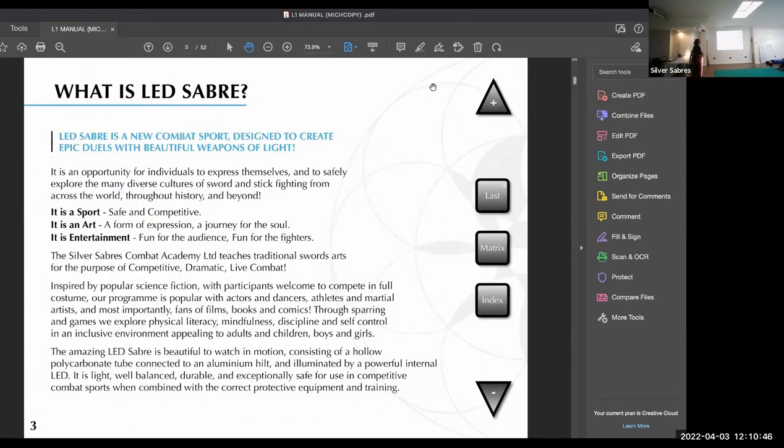A lot of this stuff is taken directly from the website. The website and the instruction manual have come together to form this document. What is LED Sabre? Does anybody want to read this? No, I have to read this out, right? Yes, I do. Look, in a nutshell, we're trying to set out what it is for our competitors, our potential partners, for students, for instructors. It's a new combat sport designed to create epic duels with beautiful weapons of light, right? And that sort of sets it out.